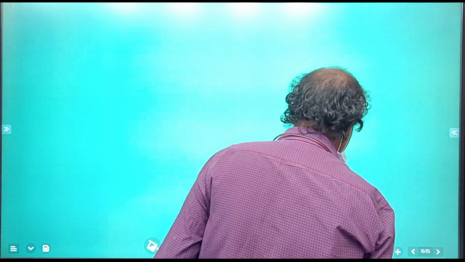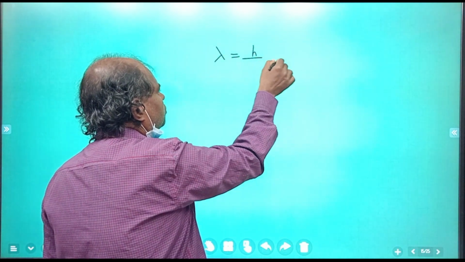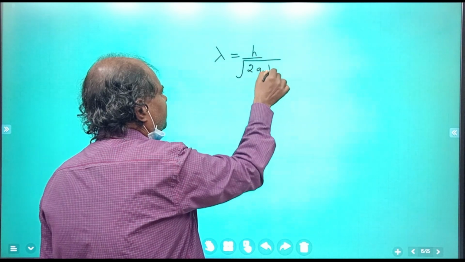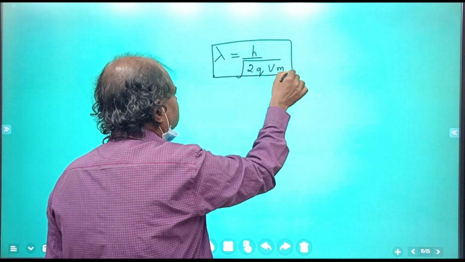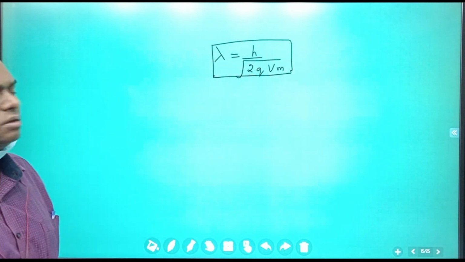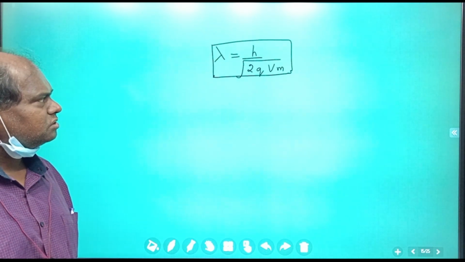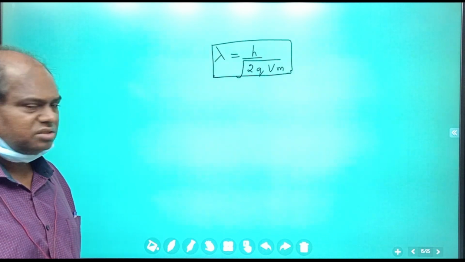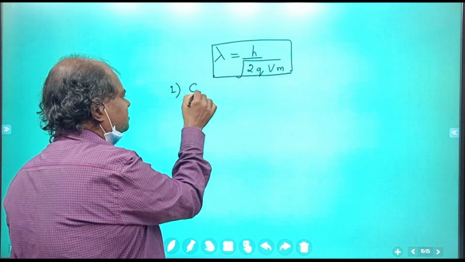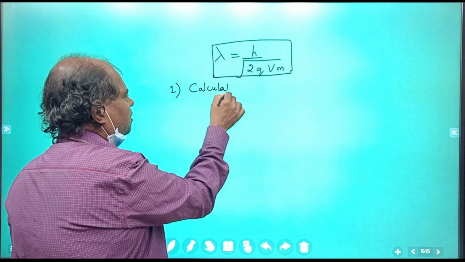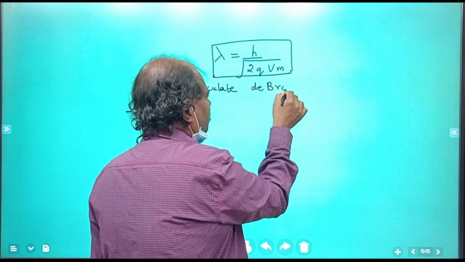So students, we'll do some sums now. What is the formula? Lambda is equal to h by root of 2QVM. Q is the charge, V is the voltage, M is the mass. Suppose I give you a sum like this, just see. Calculate the de Broglie wavelength. In exam, they'll ask you the de Broglie wavelength, right?